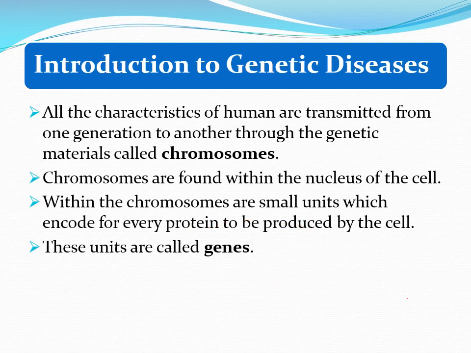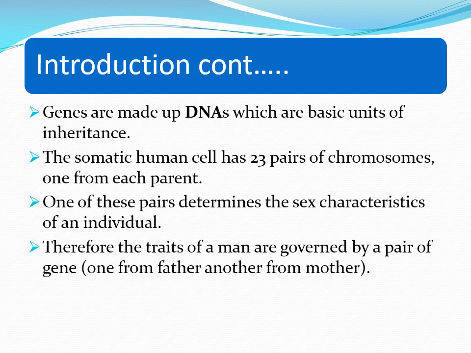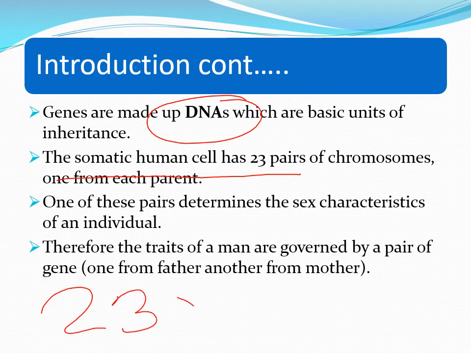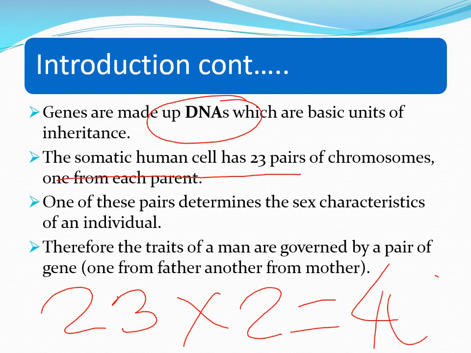So within the gene we have what we call the DNA. Generally speaking, genes are made up of DNA. After saying that, I would like to say the somatic human cell has 23 pairs of chromosomes. When I say 23 pairs of chromosomes, that means if I multiply by 2, I will have 46. 46 is the number of chromosomes found in the human.